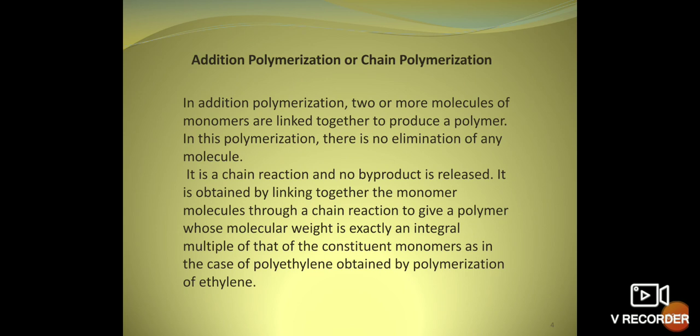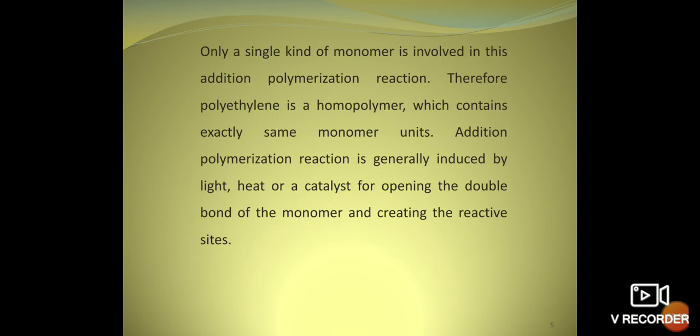It is obtained by linking together the monomer molecules through a chain reaction to give a polymer whose molecular weight is exactly an integral multiple of that of the constituent monomer, as in the case of polyethylene obtained by polymerization of ethylene. Only a single kind of monomer is involved in this addition polymerization reaction. Therefore, polyethylene is a homopolymer which contains exactly same monomer units.